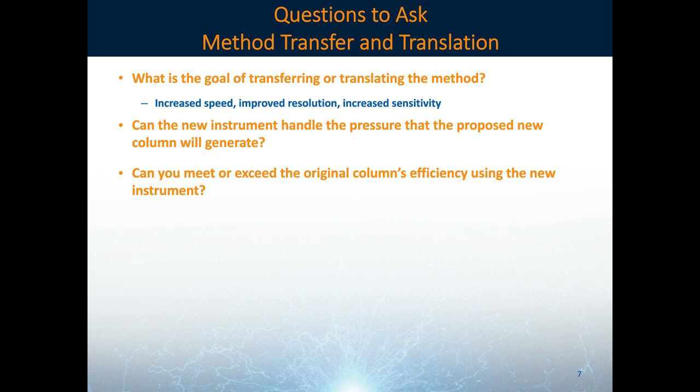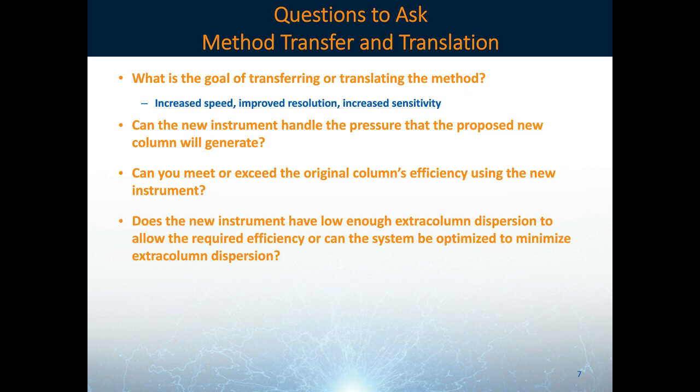Can you meet or exceed the original column's efficiency using the new instrument? So what we're talking about there is specifically about dispersion. Does the new instrument have low enough extra column dispersion to allow the required efficiency, or can the system be optimized to minimize extra column dispersion? And I'll show some examples of how to optimize systems as we get further along.